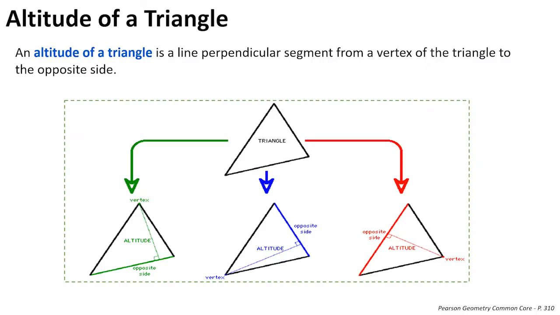A little more information about the altitude of a triangle. Again, it is perpendicular from a vertex of the triangle to the opposite sides, as you can see with these three examples, or these three images here. We have altitudes there.